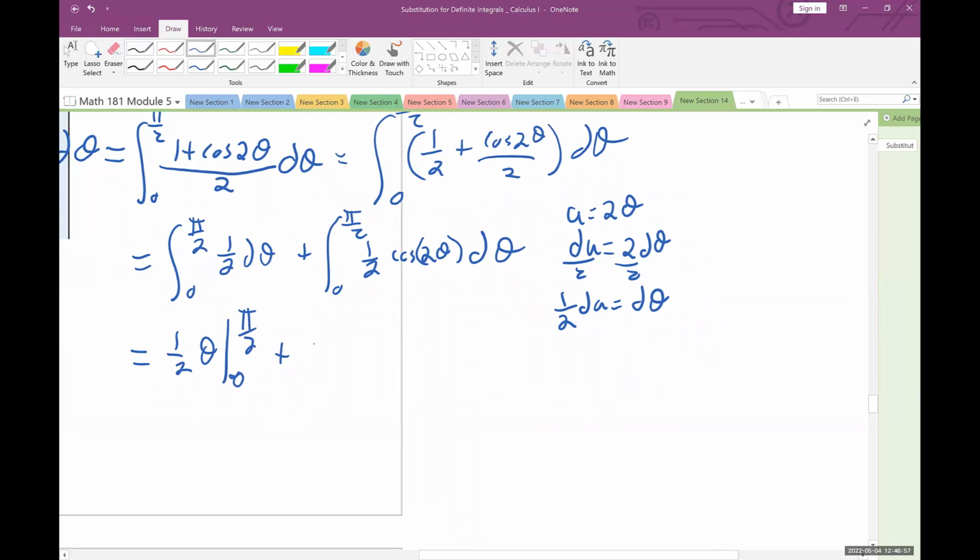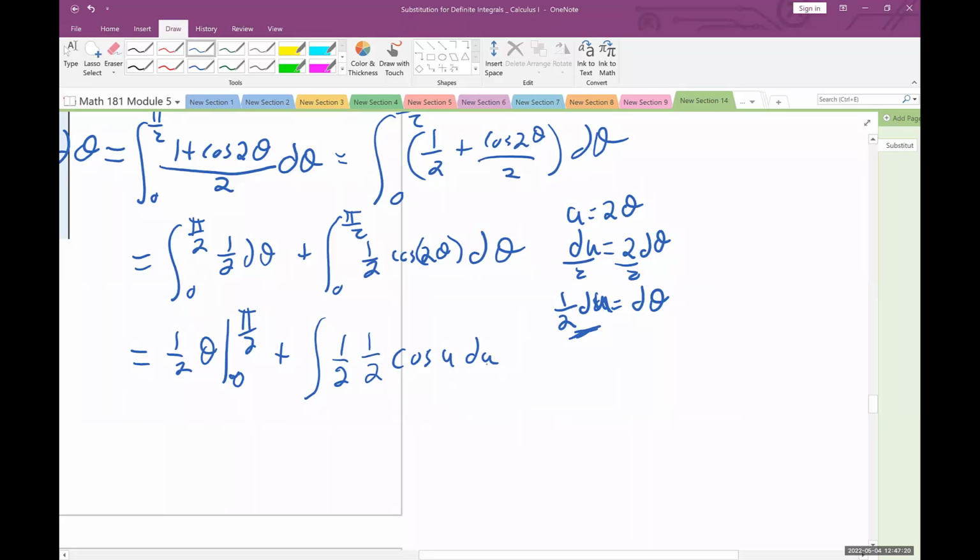Okay, so I can make this change now. So this is going to be plus. I'm going to change my limits of integration because I did this u equals 2 theta. I have the 1/2 that carries through from before. I have the 1/2 that's part of this 1/2 du, excuse me. And then it's a cosine of u du.